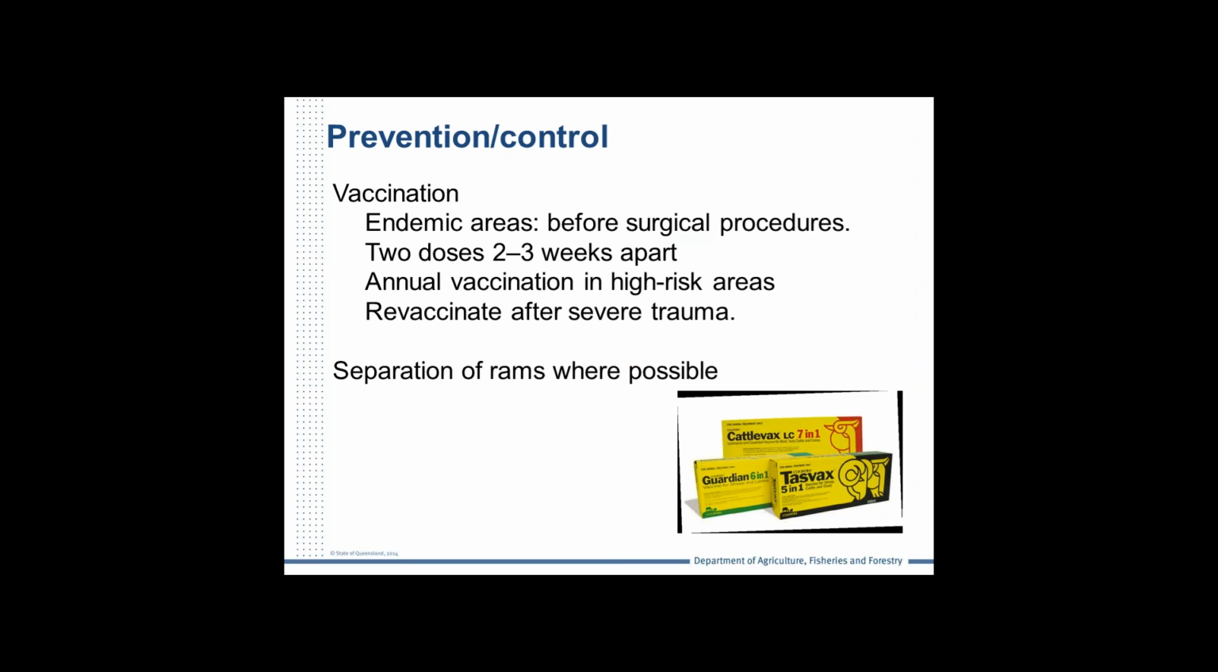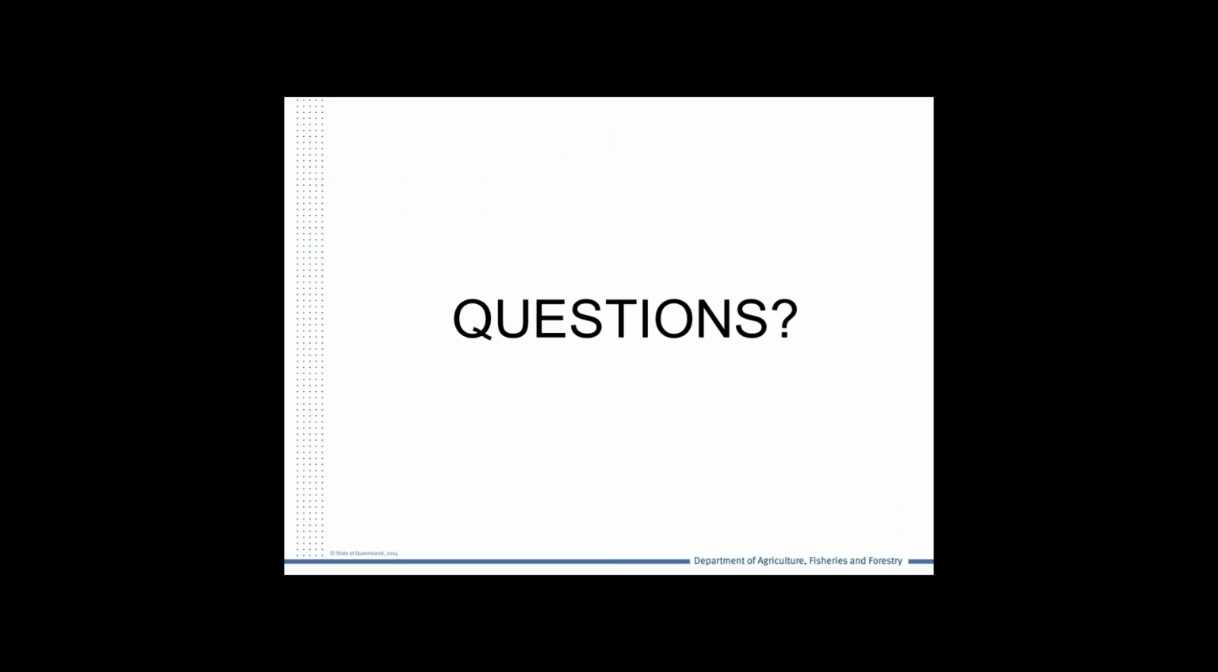Again, vaccination is a big key to preventing and controlling the disease. In endemic areas, you should vaccinate before you do any surgical procedures. Give 2 doses 2 to 3 weeks apart, but in a combined vaccine, you would give them 4 to 6 weeks apart, at lambing and marking as well, and then give an annual vaccination in a high-risk area. You should also revaccinate if there's been some severe trauma, and where possible, keep your rams separate so that they're not fighting.